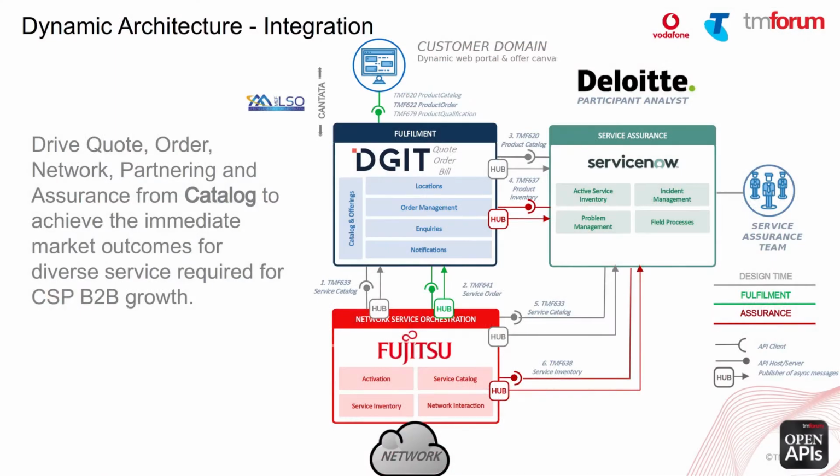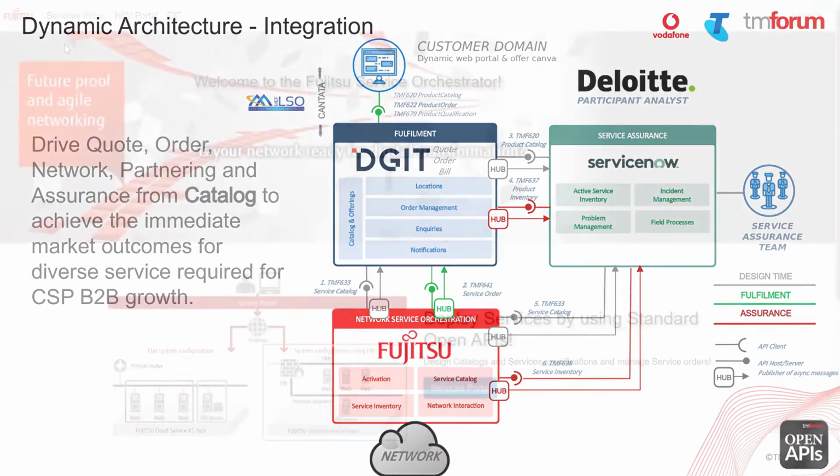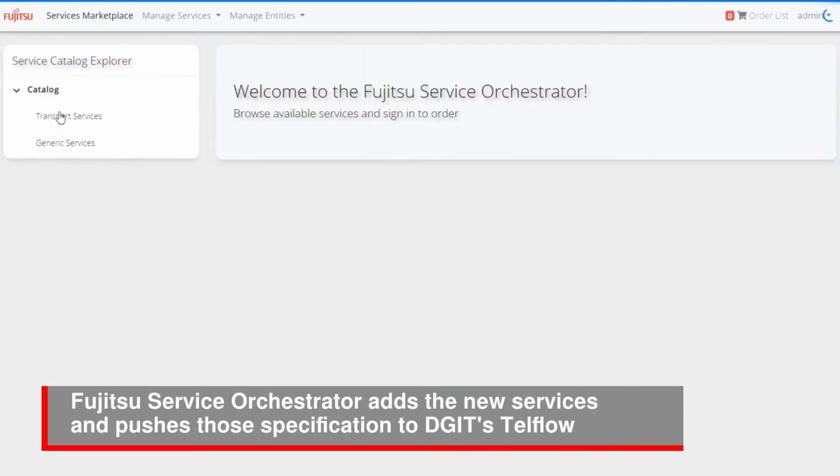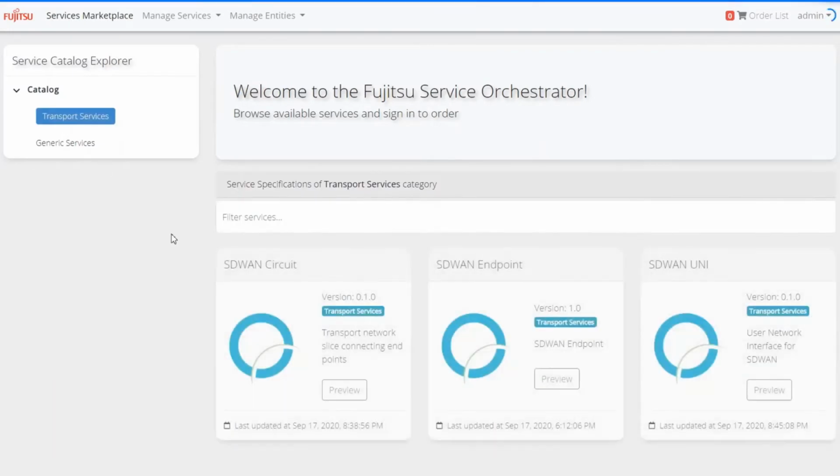Our participants have worked together through the use of the TM Forum Open APIs to deliver both an onboarding scenario and a fulfillment scenario that automatically populates the CMDB as well as dynamically fulfills the product orders being received from the customers. Let's start by looking at the Fujitsu Service Orchestrator, and we can see that we have three specific SD-WAN services created: an SD-WAN circuit, an SD-WAN endpoint, and an SD-WAN UNI.